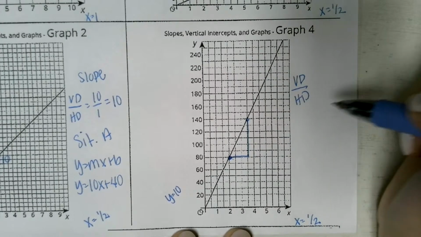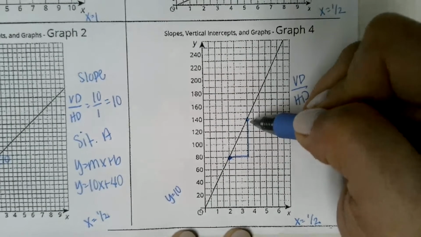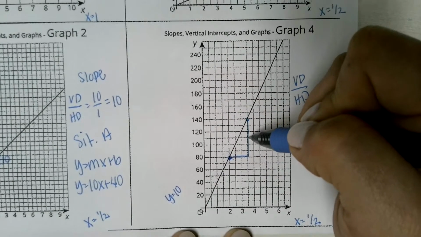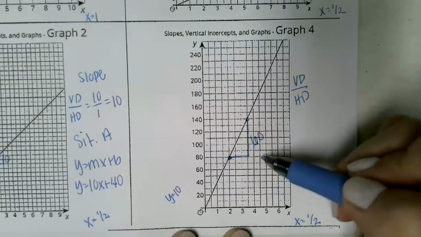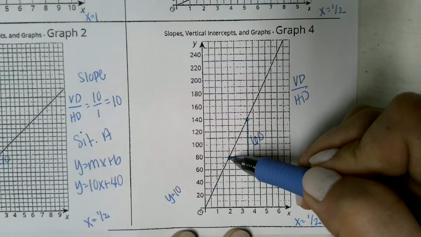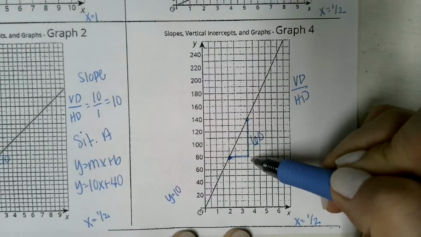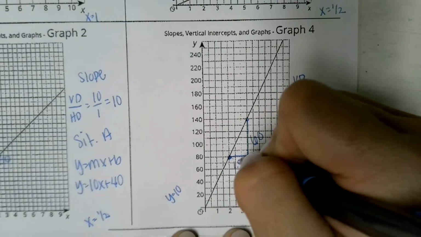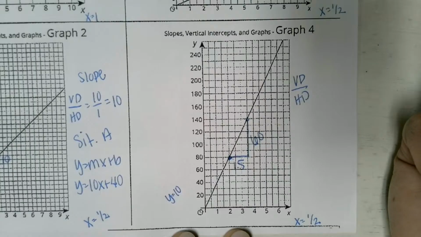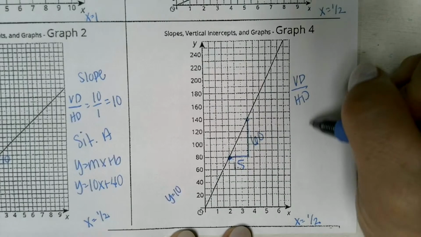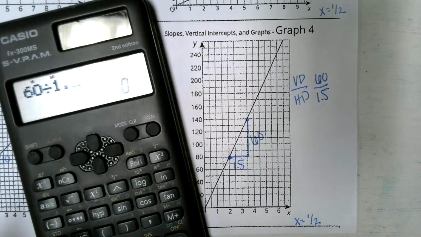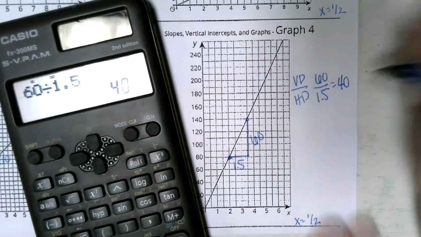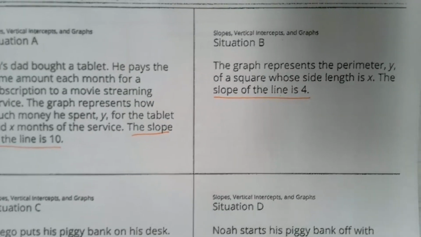So we're going to go vertical distance, which is counting by 10s. So 10, 20, 30, 40, 50, 60. And then my horizontal distance is halves. So that would be 1/2, 1, 1.5. So then we're going to do 60 divided by 1.5, and we get 40. So the last situation with a slope of 40 is situation F.